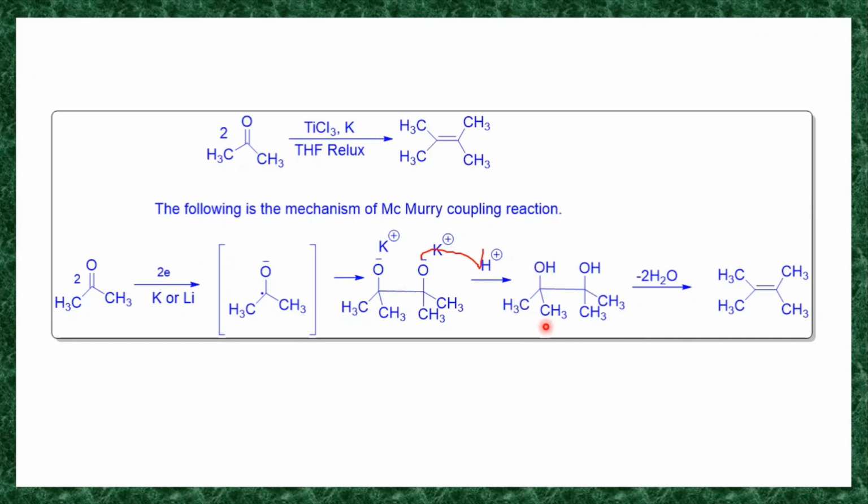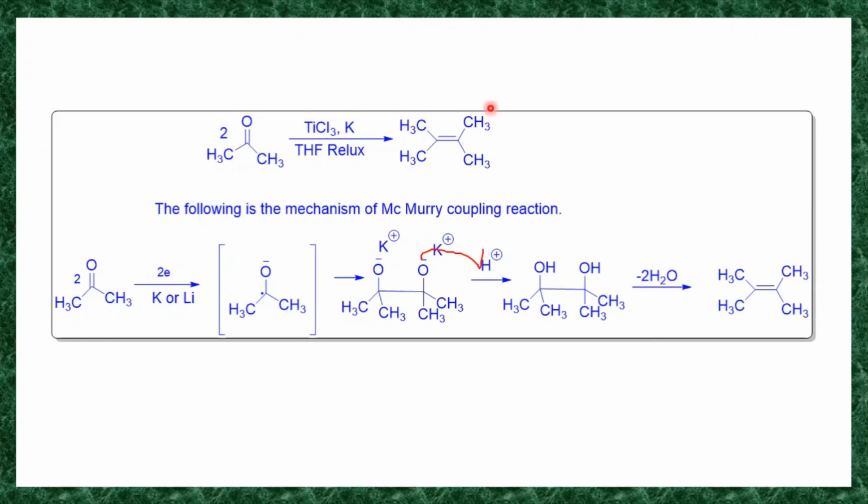Once you get this 1,2 diol, the dehydration reaction takes place. Dehydration reaction takes place, and you will get this alkene as a product. So this is the simple reaction.